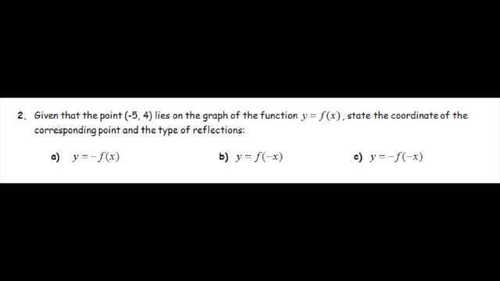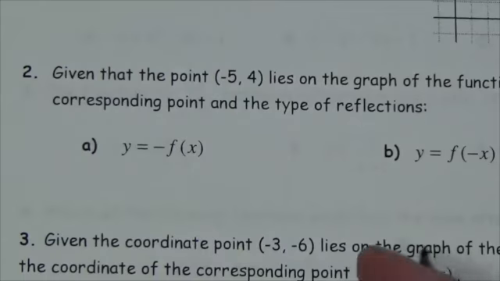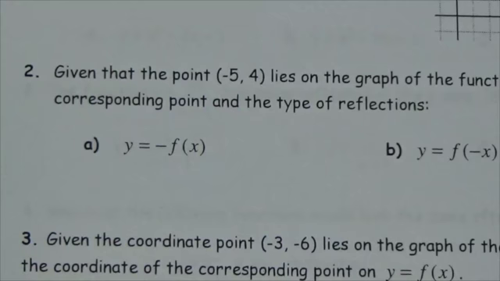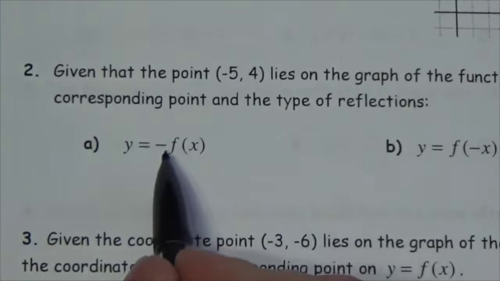Given that the point negative 5, 4 lies on the graph of the function y equals f of x, state the coordinates of the corresponding point and the type of reflections. Okay, so this should be a pretty straightforward question to do here because all we're doing is playing with negative signs. So let's take a quick look at this one right here.